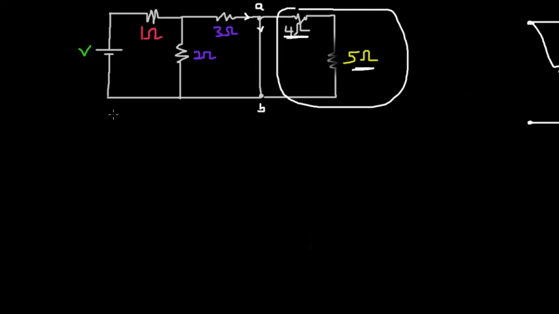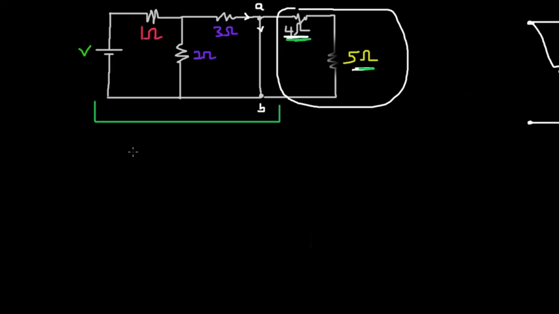Okay, so now let's proceed. So we are left with this portion of the circuit, from V to A B, because the 4 ohm and 5 ohm have been short circuited.